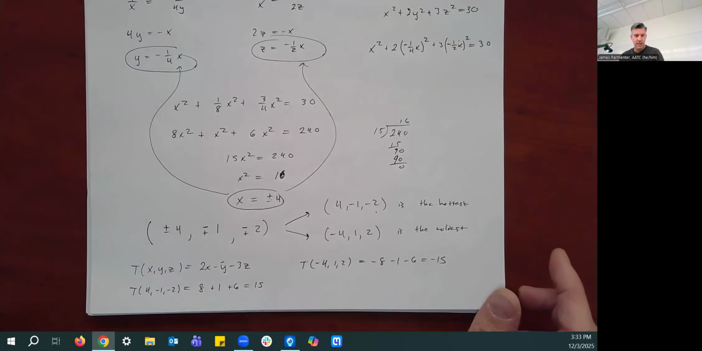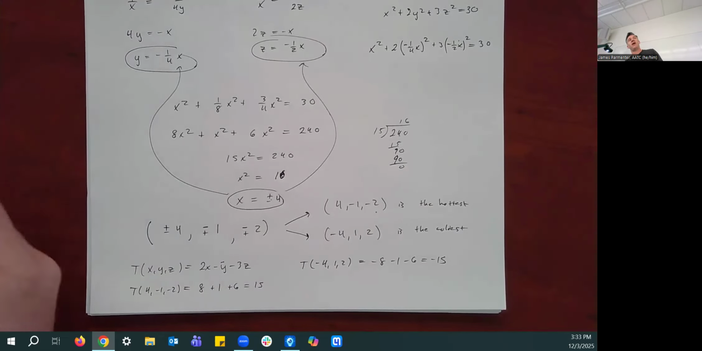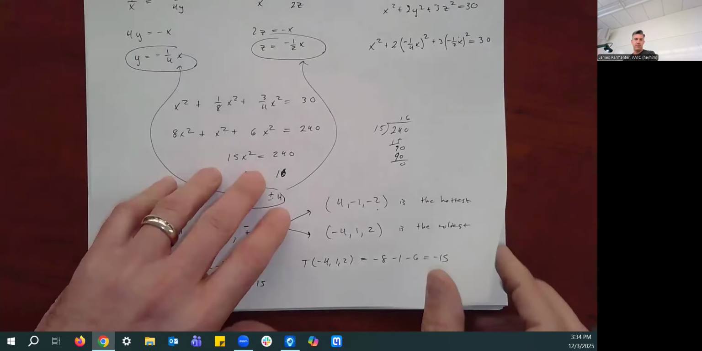All right, let's see. Should we do this now? Okay. So sometimes you have a Lagrange question with two constraints, which is a little bit gnarlier. Let's take a look.